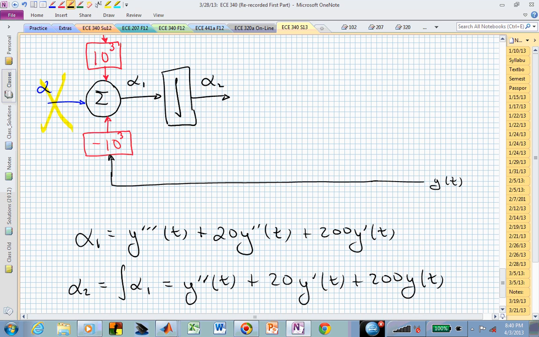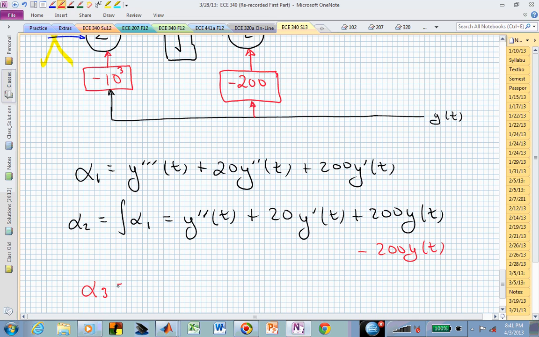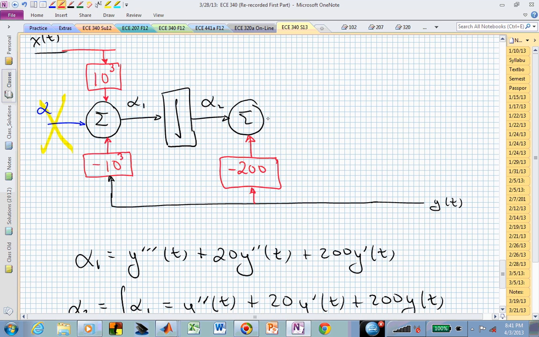And I hope you can see that now I can start taking the output y, scale it by 200, change the sign and add that to alpha sub 2, which gives me a new expression, which I can call alpha sub 3. Alpha sub 3 is now going to be the second derivative of y plus 20y prime of t. That's what's coming out of this second summing junction.